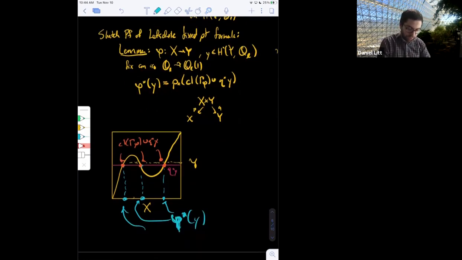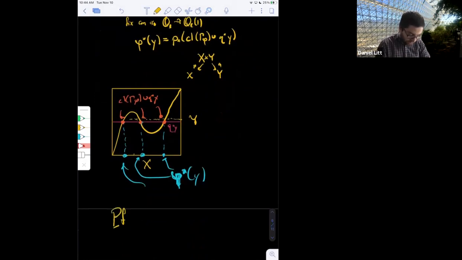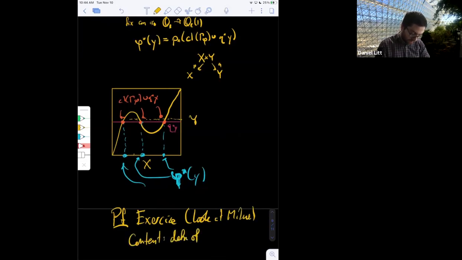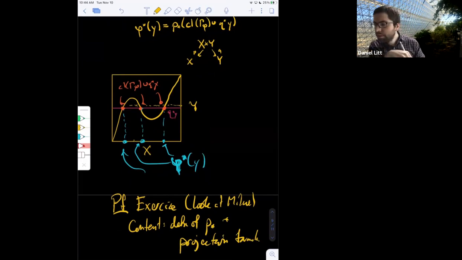Okay, so I'm going to leave the proof as an exercise, but I'll say a word about it. The proof is an exercise which you should try to do. It's in Milne. You can look at Milne. But the content is just the definition of P lower star, so this duality thing, plus the projection formula. So this just follows from the properties of these push forward maps that I described before. Are there any questions about this lemma?